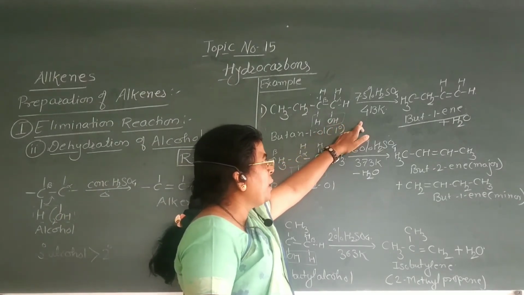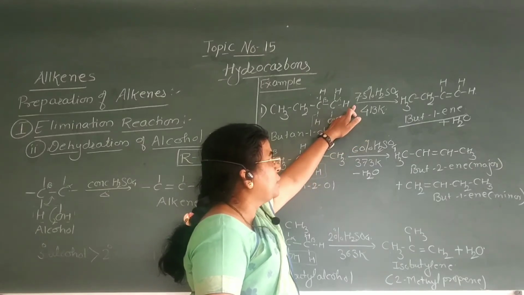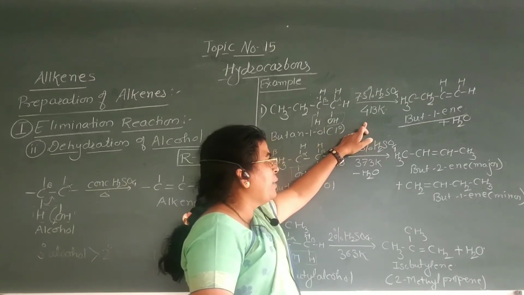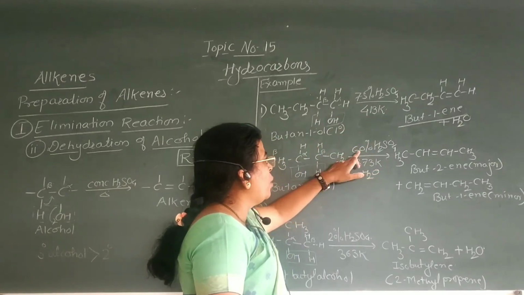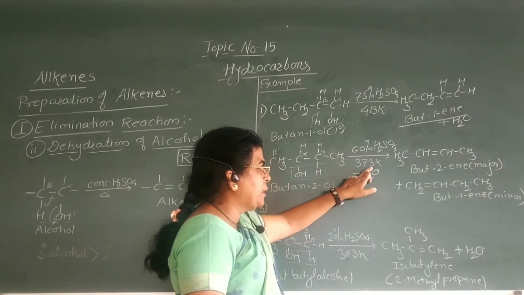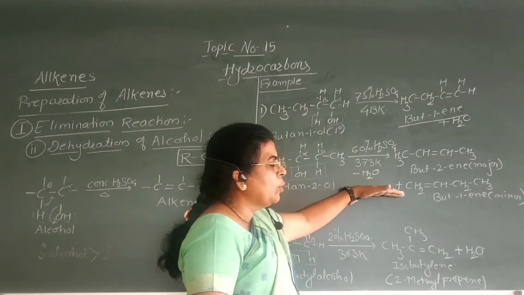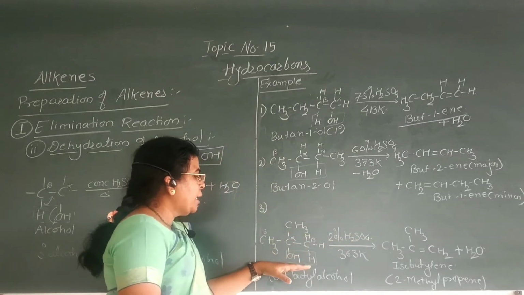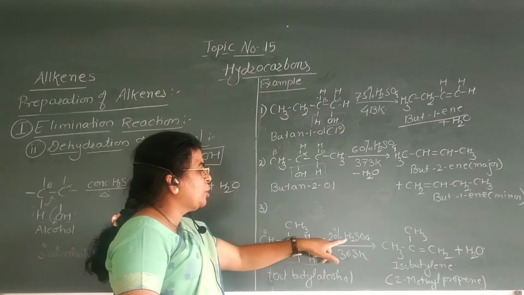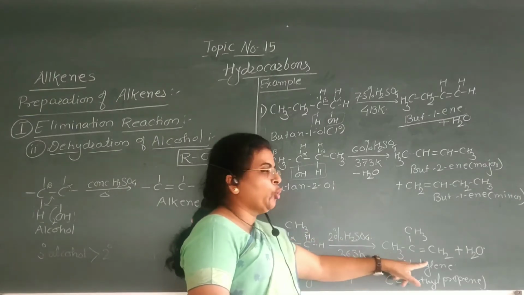When a primary alcohol undergoes dehydration, we have to use drastic conditions, that is 75% concentrated H2SO4 and 413 Kelvin temperature. In case of a secondary alcohol, we have to use 60% H2SO4 and 373 Kelvin temperature. Then this secondary alcohol undergoes dehydration to give the corresponding alkene. In case of a tertiary alcohol we have to use mild conditions, that is 20% H2SO4 and 363 Kelvin temperature to give isobutylene.